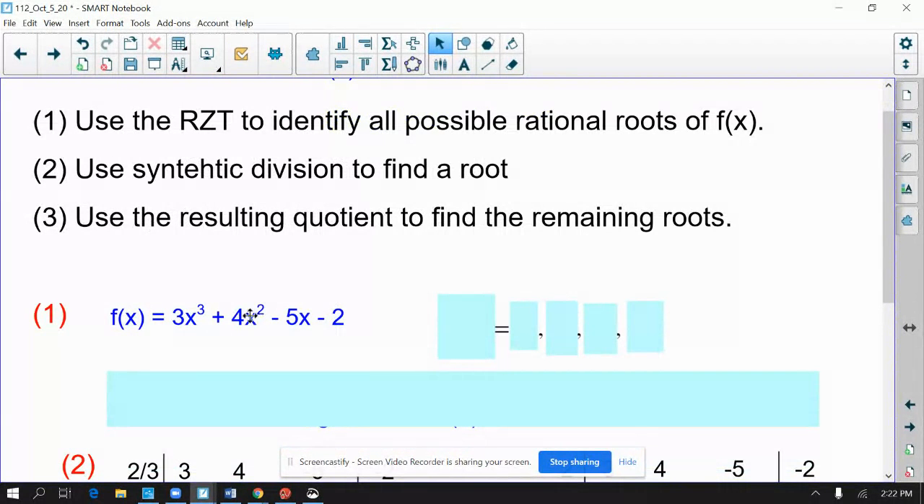So how do I find all possible rational zeros? Take the factors of the constant divided by the factors of the leading coefficient. So 2 just has factors of 1 and 2. 3 has factors of 1 and 3. So I generate all possibilities. 1 divided by 1 is 1, so plus or minus 1 is a possible zero. Plus or minus 1/3, so 1 divided by 3. Plus or minus 2, getting that from 2 divided by 1. And then plus or minus 2/3, 2 divided by 3.